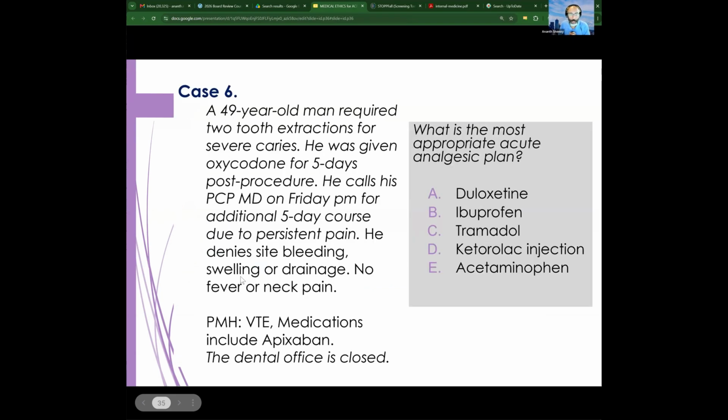Okay. We're going to transition to looking at another aspect, another pillar to consider when looking at ethics and ethical dilemmas. So, case six, we now have a 49-year-old who had two tooth extractions for caries, and he was given oxycodone for 5 days post-procedure. He, of course, calls you on Friday afternoon. This always happens on Friday afternoon, right? For an additional 5-day course. It's the weekend because he's having ongoing pain.